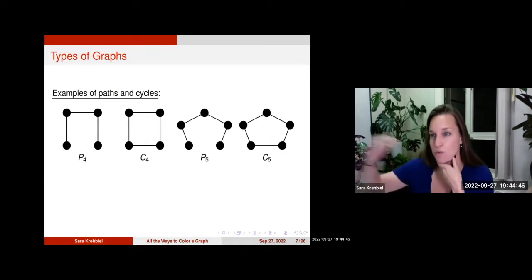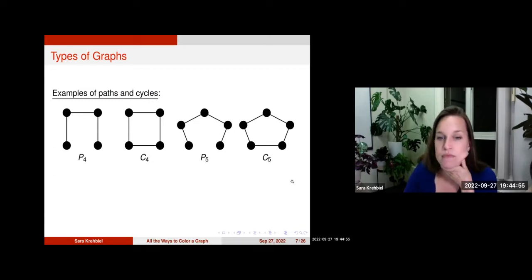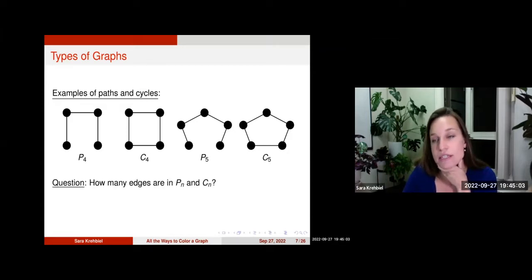Then I can take this 1 step further and think about graphs on 5 vertices. A path on 5 vertices looks like this, and then a cycle has 1 extra edge. Okay, I'm going to pause if you have any questions. And if you don't, you can think about my question: if n is a placeholder for the number of vertices or nodes, can anybody tell me how many edges I should have in a path on n vertices, and how many edges in a cycle on n vertices?